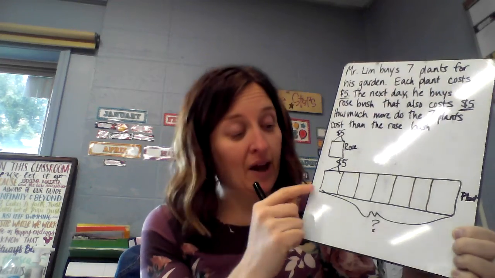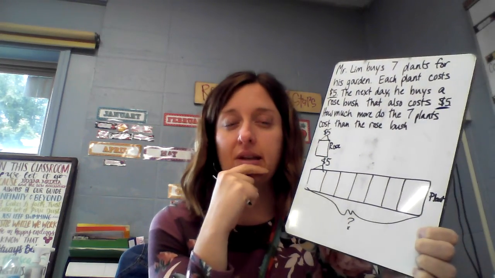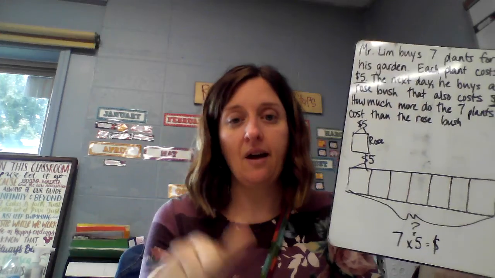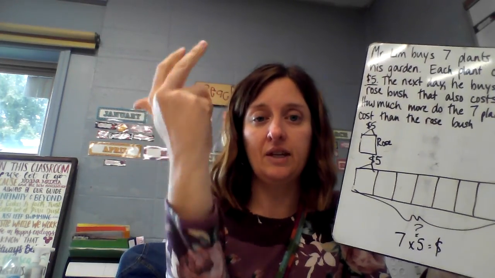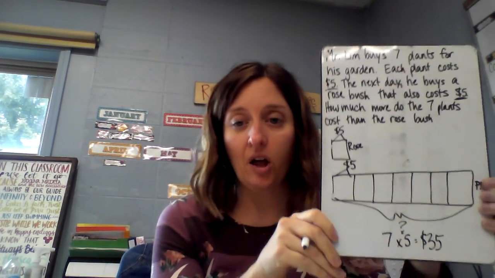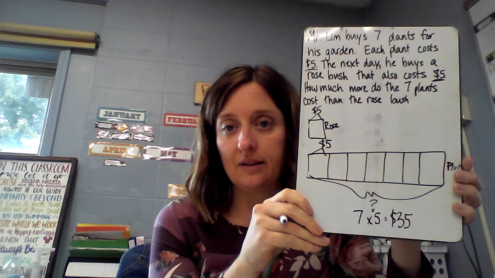But I do know I've got 7 groups of 5. I use multiplication. So if I take 7 times 5, okay, 7 5s, 5, 10, 15, 20, 25, 30, 35. So he spends $35 on plants.